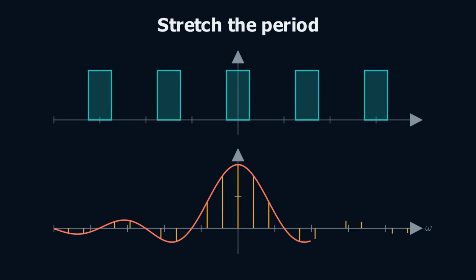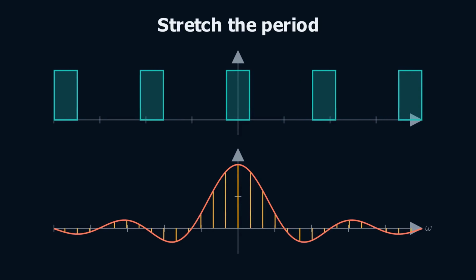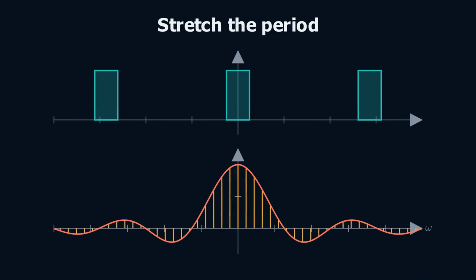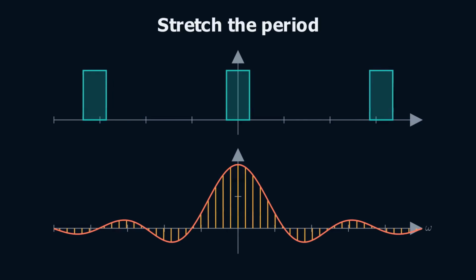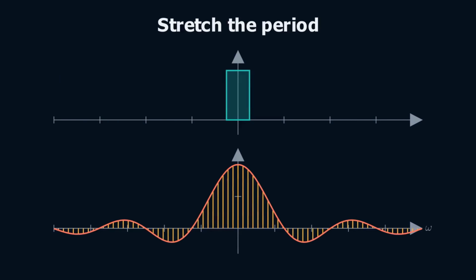Hold that envelope with your eyes. It belongs to the pulse. The line spacing belongs to the period. 2 separate owners. Step 2, push the clones apart. Double the period, the neighbors retreat, and in frequency, the lines move closer together. The envelope doesn't move a hair. Keep stretching. The clones vanish over the horizon, the signal is becoming our single pulse again.